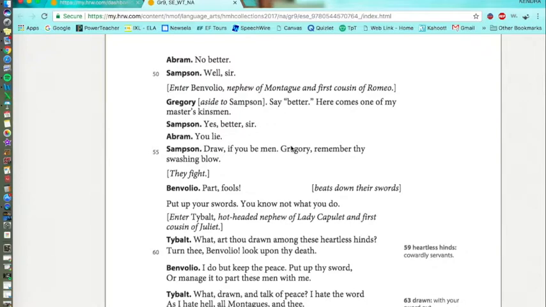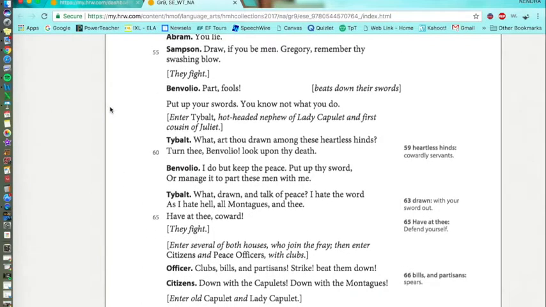Say better. Here comes one of my master's kinsmen. Samson: Yes, better, sir. Abram: You lie. Samson: Draw if you be men. Gregory, remember thy swashing blow. And then they fight. Sword fight.